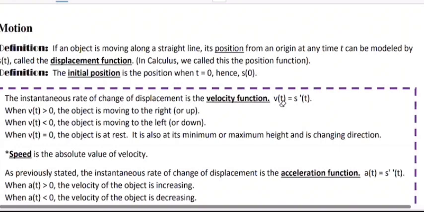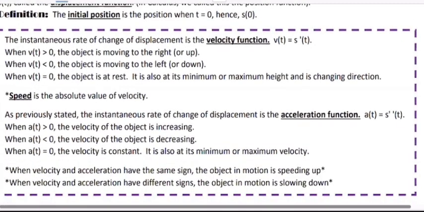And of course, the moment you get your velocity, it could be positive, it could be negative, it could be 0. When the velocity is positive, the object is moving to the right, or when it is negative, it is moving to the left or down. And when it is equal to 0, the object is actually at rest. Okay? So I need to take note of that. And speed is the absolute value of velocity.